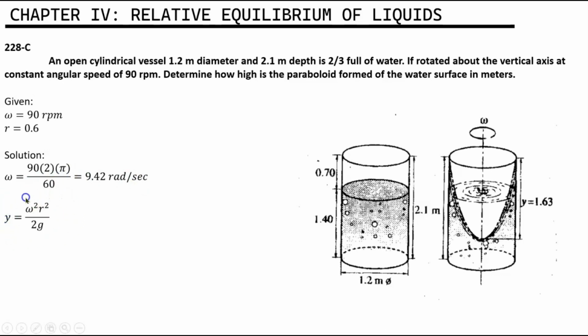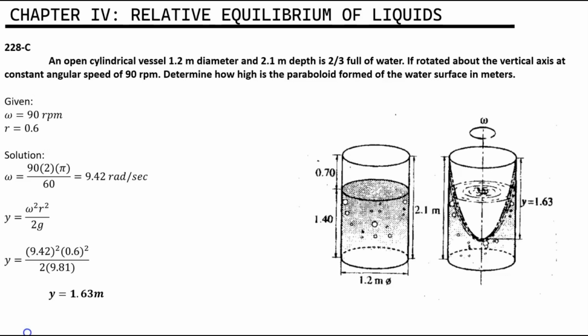And we are asked to determine how high is the paraboloid. So we're going to use this formula, y is equal to ω squared r squared over 2g. By plugging in the given values, we have 9.42 squared times 0.6 squared divided by 2 times 9.81. By computing this equation, we get the answer for our height, which is equal to 1.63 meters.